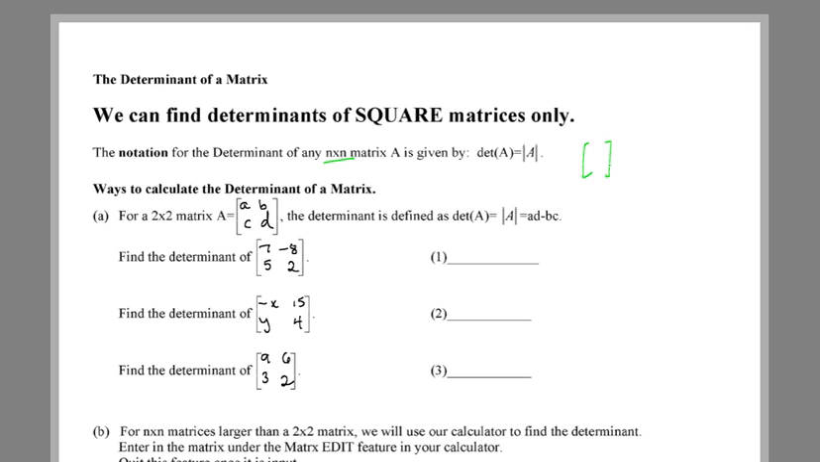So let's do 2 by 2 determinants by hand, just like we did 2 by 2 inverses by hand. So for your generic 2 by 2 matrix, A, B, C, D, look at the formula for the determinant. The determinant of A is defined as AD minus BC. We saw that earlier when we were doing inverses.